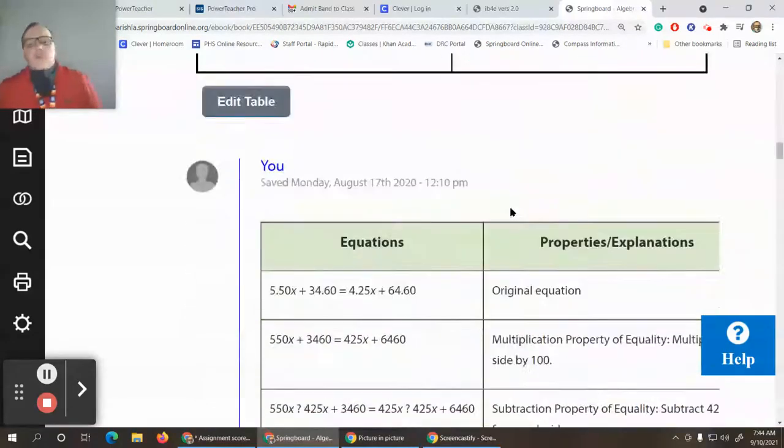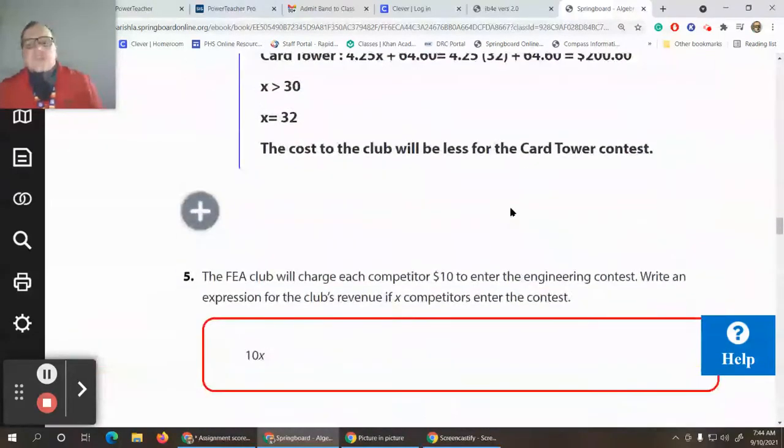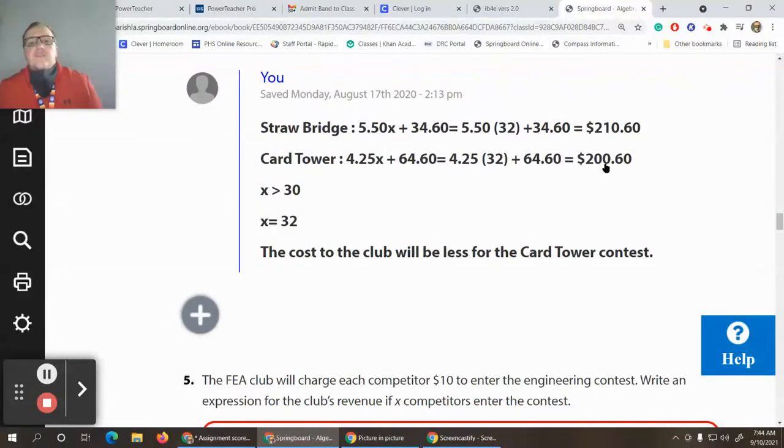Okay? So, looking at these two answers, which choice is the better choice? Why? Because it's less than the Strawbridge. It's cheaper, right? You want the cost to be less. If the cost is less, that means the profit will be more, right? So the cost to the club will be less for the card tower contest. All right, so they're going to make $10 more just right out of the gate choosing card contest versus Strawbridge.